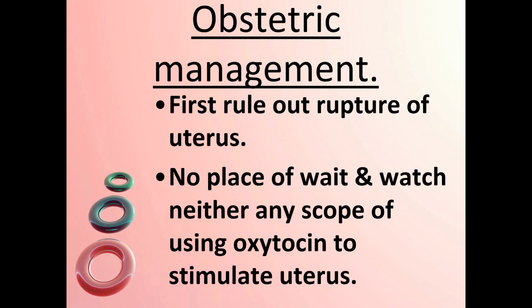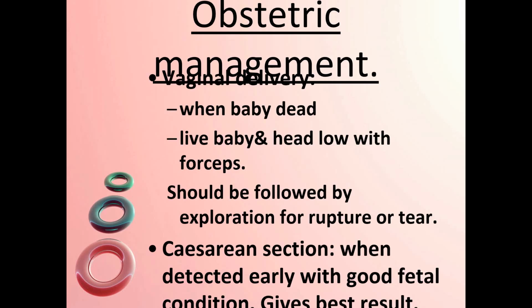As we already said, what would be the obstetric management? The first rule, as we already told, is to rule out rupture of the uterus. Now, once there is obstruction, if there is no rupture clinically and by other investigations, then we have to next deliver her. You're not going to wait and watch, not going to start oxytocin, understand? So, first is to deliver her.